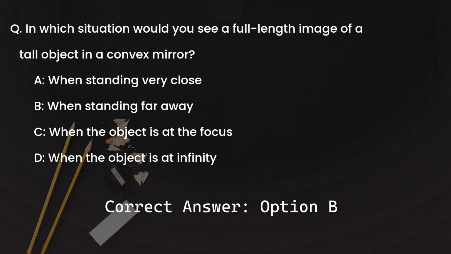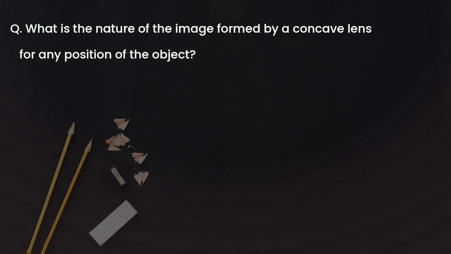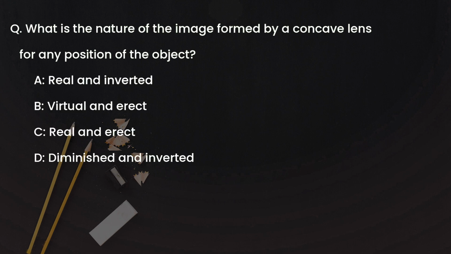The correct answer is option B, which is when standing far away. A convex mirror allows a wider field of view, enabling a full-length image of a tall object to be seen from a distance. Question: what is the nature of the image formed by a concave lens for any position of the object? Option A, real and inverted.